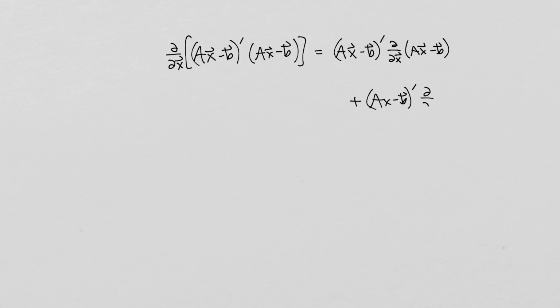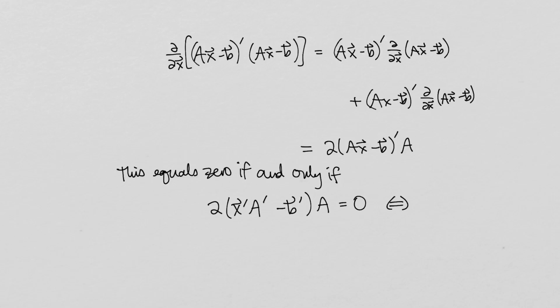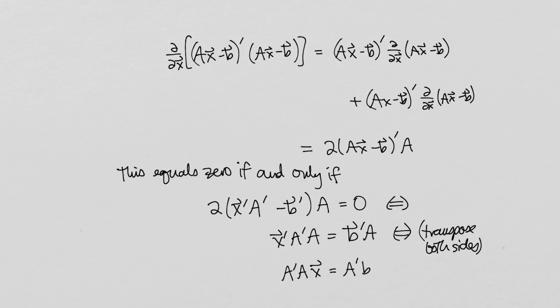Differentiating and setting the result equal to 0, we get, since we know that the rank of A is 2, the rank of A prime A is also 2, so we can apply A prime A inverse to both sides. Plugging in the actual numbers from this problem, we find that the slope of best fit is 1.9 and the y-intercept is -5.6.